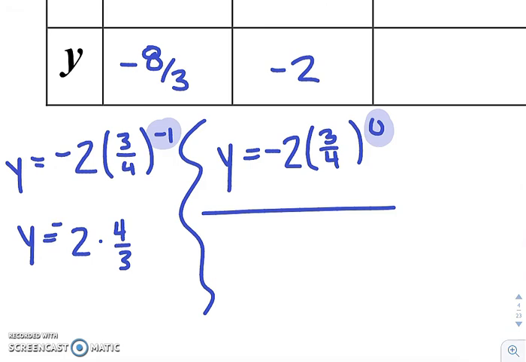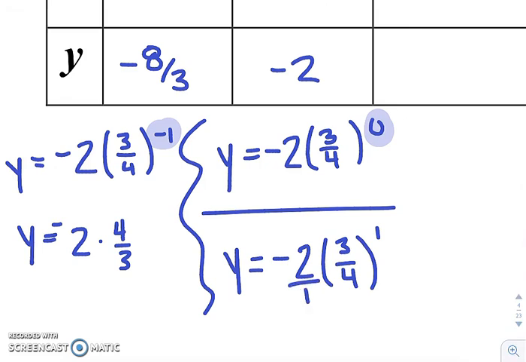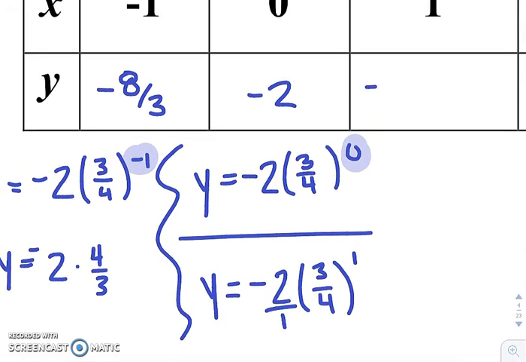Then we can plug in 1. Y equals negative 2 times 3/4 to the first. 3/4 to the first is just 3/4. So negative 2 times 3/4. And if it helps, you can make that negative 2 a fraction. So you do tops with tops, bottoms with bottoms, numerator, numerator, denominator, denominator. So negative 2 times 3 is negative 6, over 4. Negative 6/4, or we would simplify that to be negative 3/2.